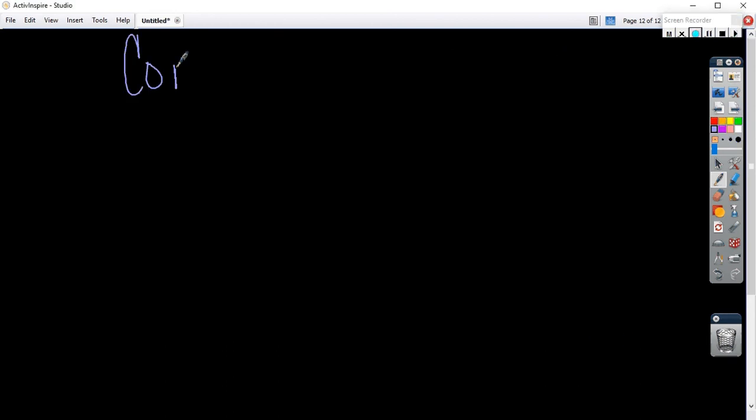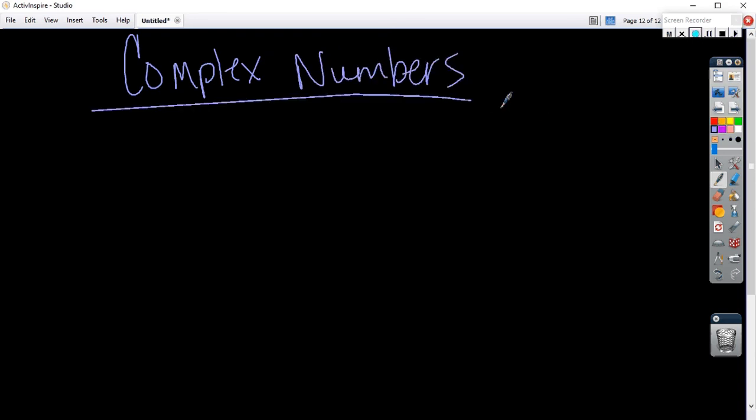To show you complex numbers. So what we're going to do is add, subtract, multiply, and divide with complex numbers. So first you need to know what a complex number is, right? It's complex. It has two parts. It has a real number part, and then you either add or subtract an imaginary number part.